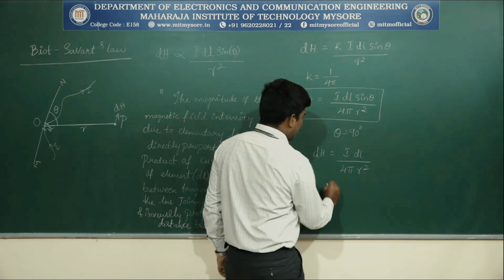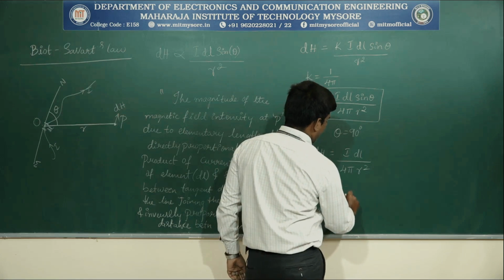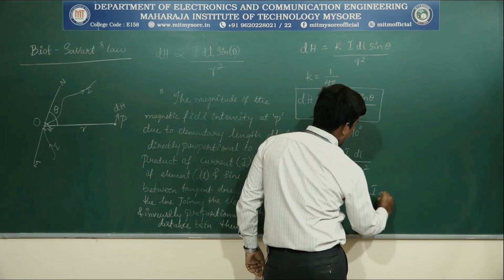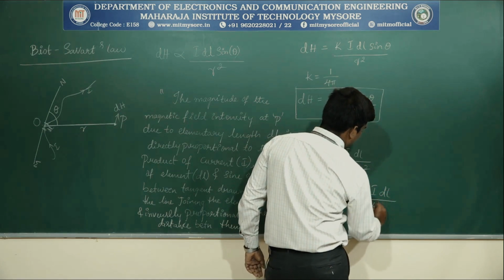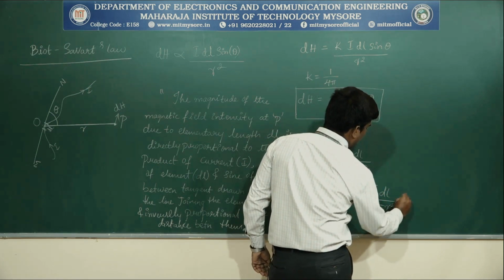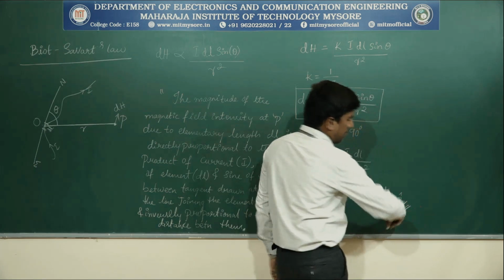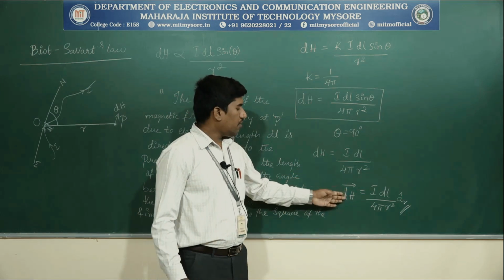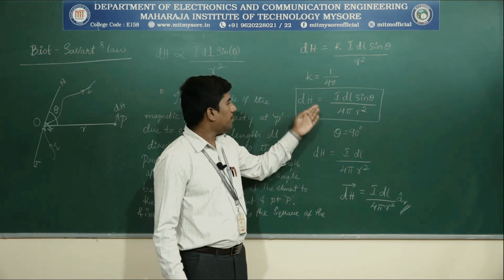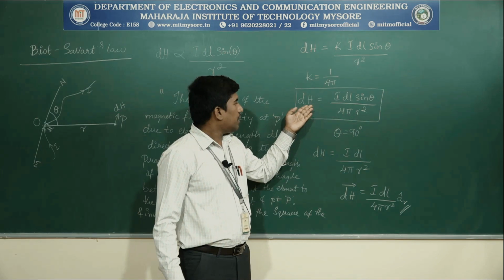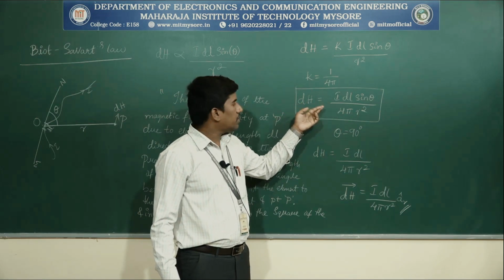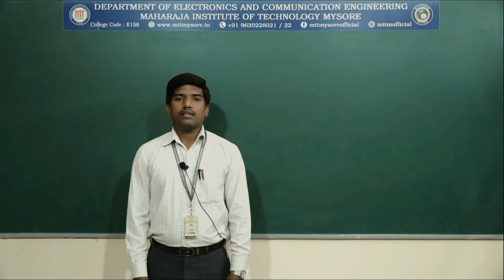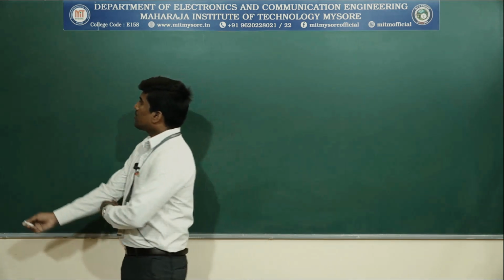If the same equation is represented in terms of vector, then dH is equal to I into dl divided by 4 pi r square into a cap r, where a cap r is the unit vector. This is in terms of vector form. Biot Savart's law in terms of vector form. The magnitude of the magnetic field intensity using Biot Savart's law is given by this equation. Got it? Okay. Coming to the applications of Biot Savart's law.